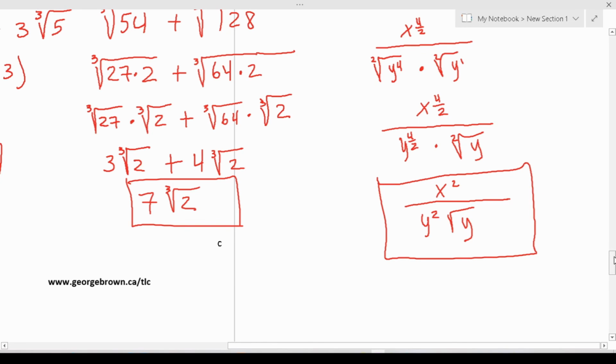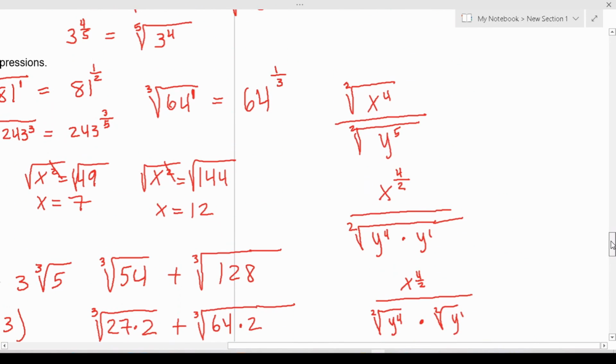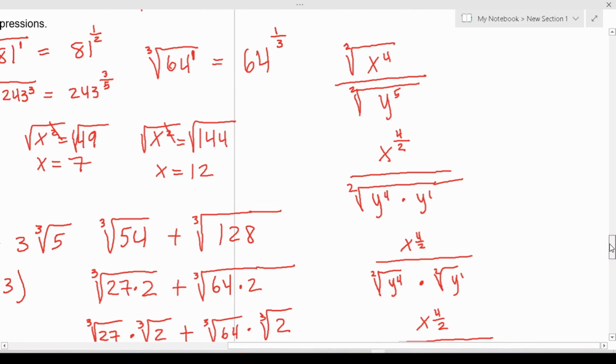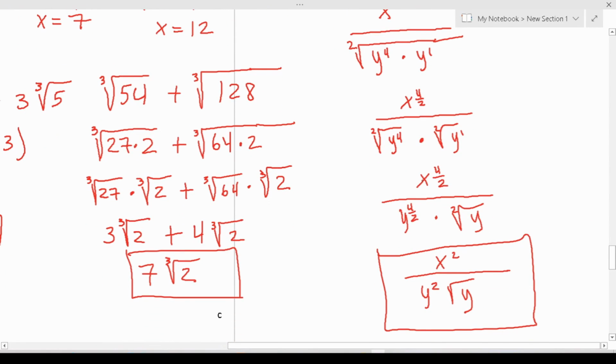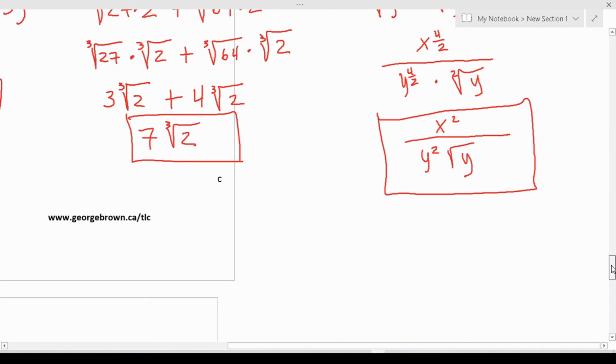Okay, so again, we applied a few of the concepts we learned. We rewrote this numerator as an exponent right away. Then we broke down the denominator into two different radicals using the first law of radicals, which enabled us to simplify one of them very quickly. And just like that, we simplified it.